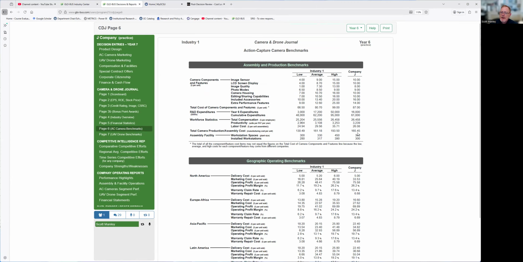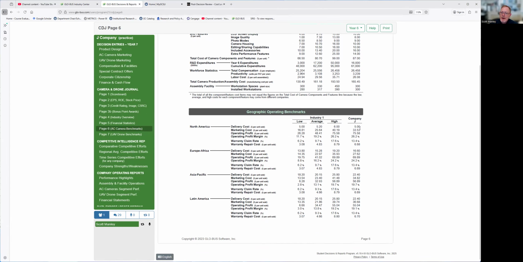Taking a look at that, my cost was $165.45. The average was $161.18. And for company J, I had the best margins in North America, the best margins in Europe, Africa, the best margins in Asia Pacific, and the best margins in Latin America. So I had great margins on my camera.